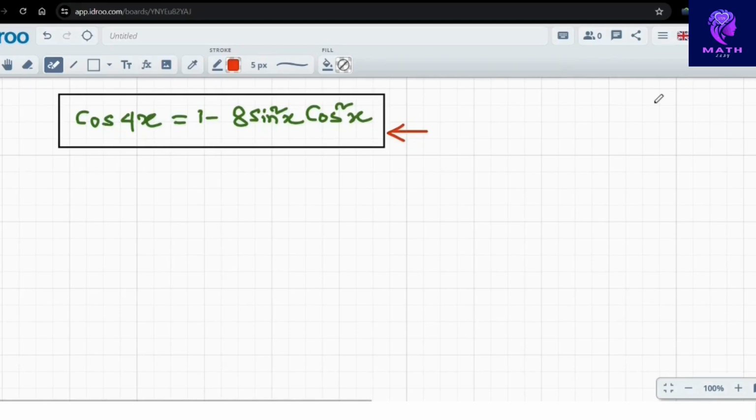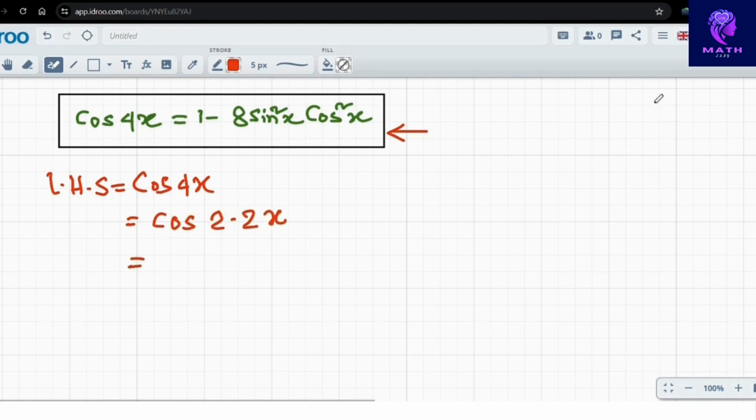So two things we will do. One is left hand side to right hand side proof, and also from right hand side to left hand side proof. Let's do from left hand side to right hand side. So whatever the left hand side is, we can write it as cosine 2 times 2x.